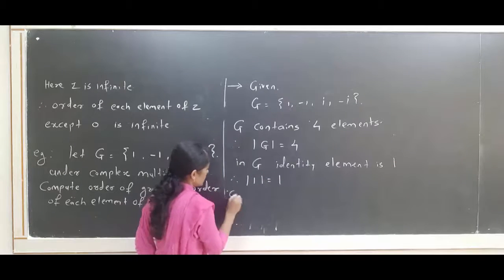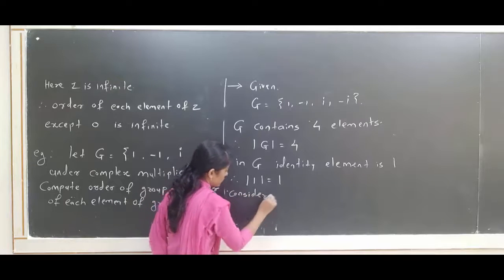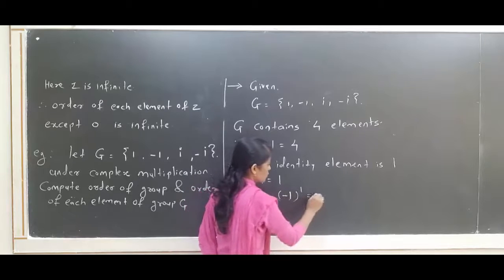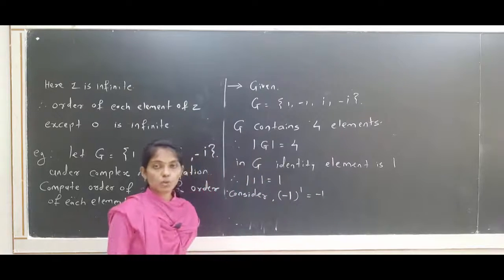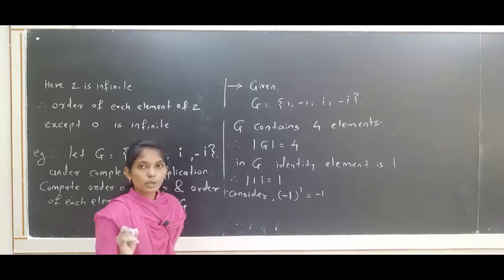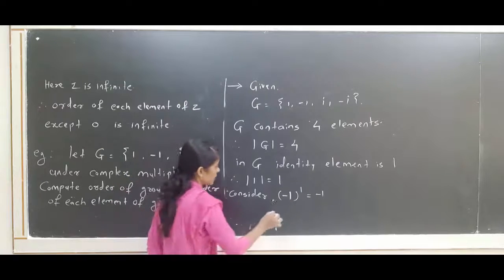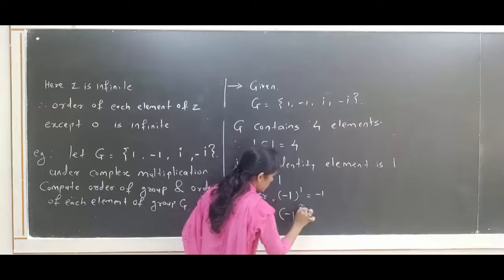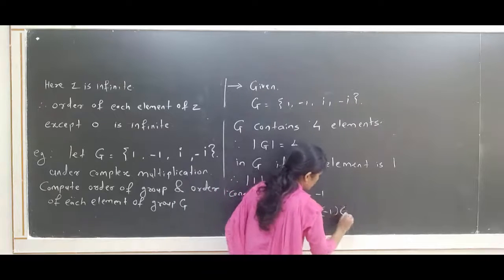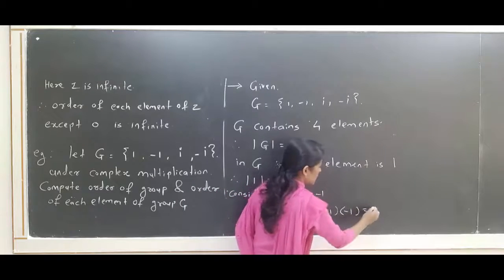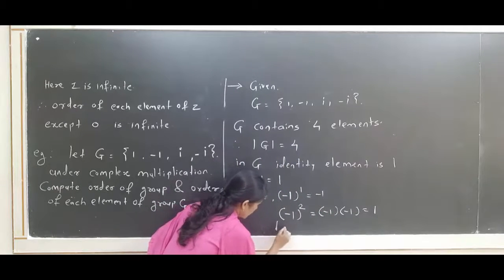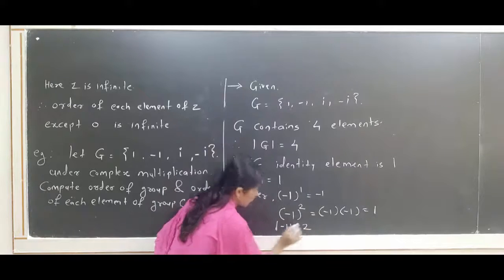Right? Now, consider next element minus 1. Okay, so minus 1 raised to 1 we get minus 1, which is not identity. Hence order of minus 1 is not 1. Now, next minus 1 squared. Minus 1 into minus 1 we get plus 1, which is identity. So, hence order of minus 1 is 2.